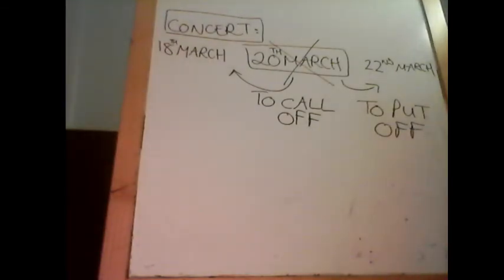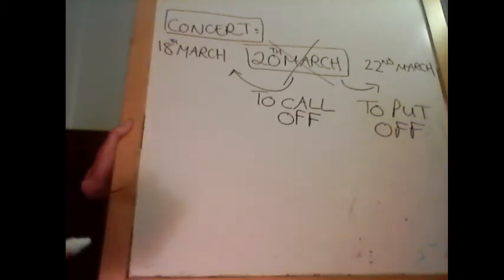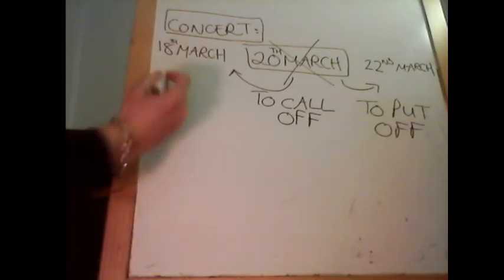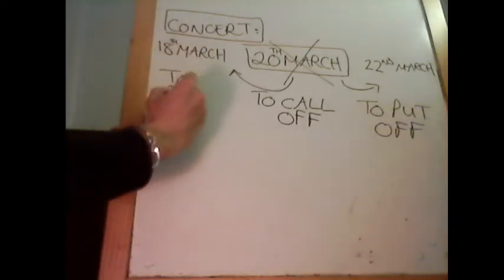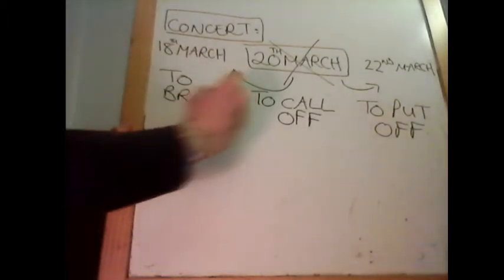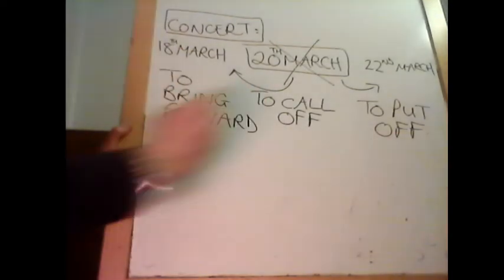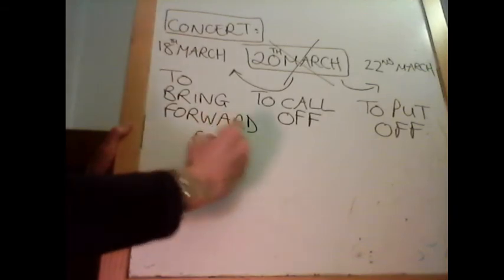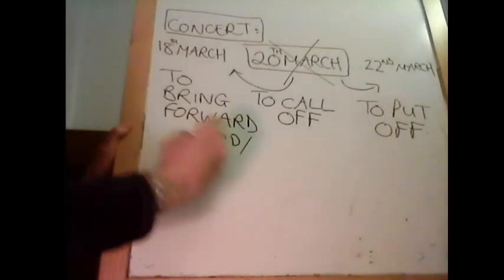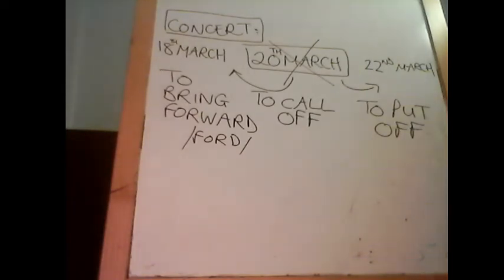Okay, so the concert has been put off until the 22nd of March. Now, the other situation, which doesn't happen usually, but sometimes people can decide to do the concert earlier than they originally intended. In this case, the phrasal verb would be to bring forward. Be careful of the pronunciation of this word, not forward, but forward, like the car. Okay, so to bring forward.